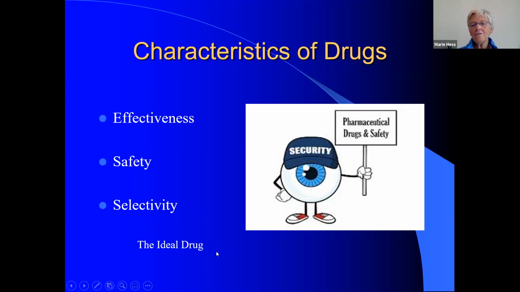So I put down here the ideal drug. If you could take a couple seconds, I want to make sure we stick to the noon time frame here. Just write down 3 things that you would think an ideal drug should be. If you were going to make a drug, what would be the ideal drug? Just take a couple seconds and write down 3 things that come to your mind.